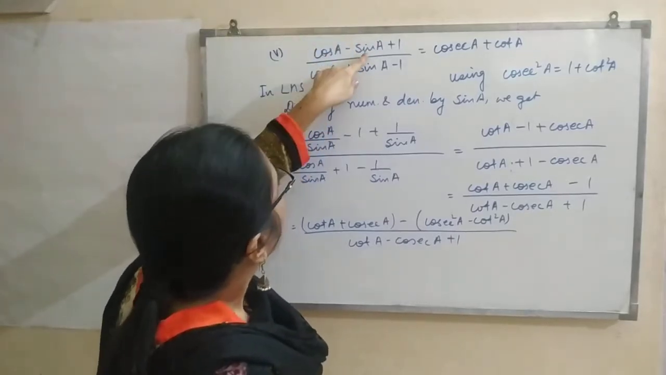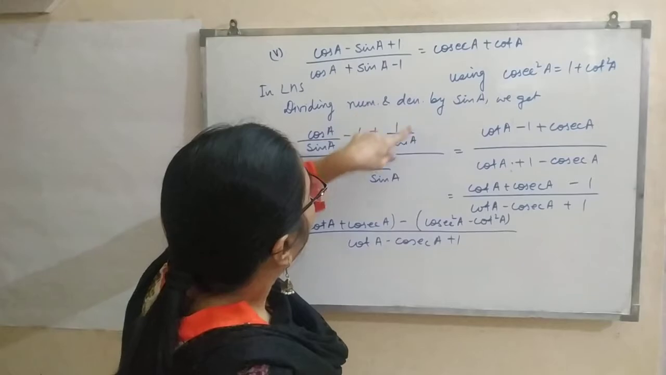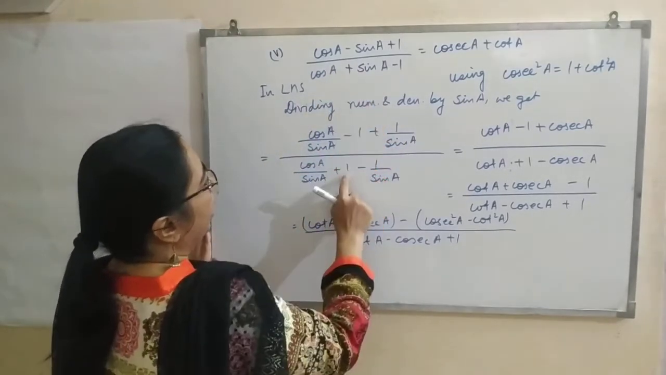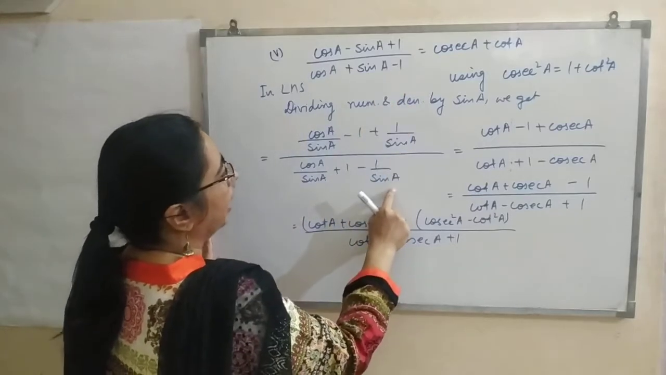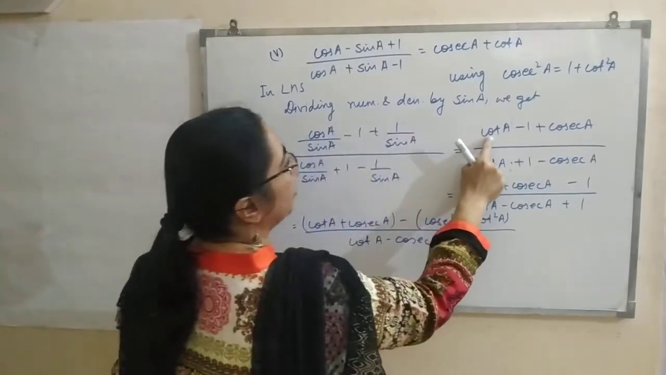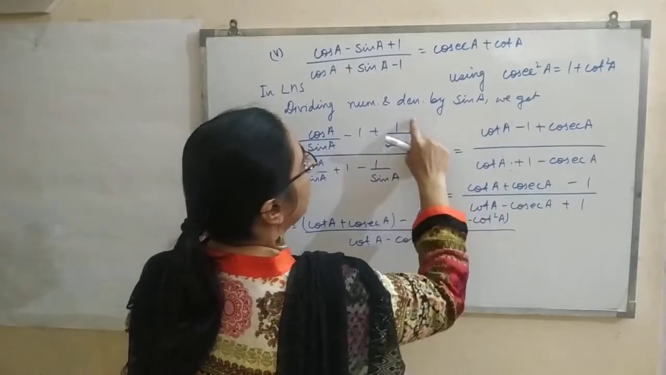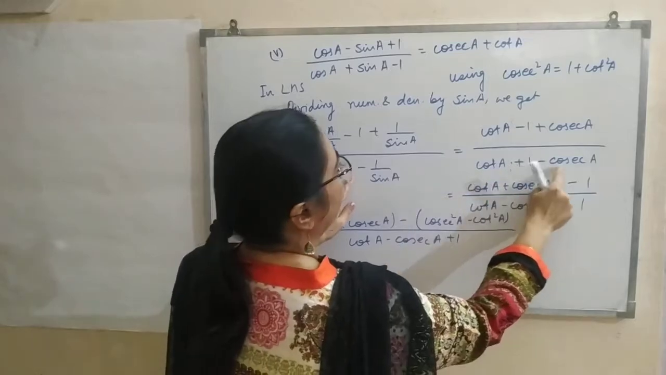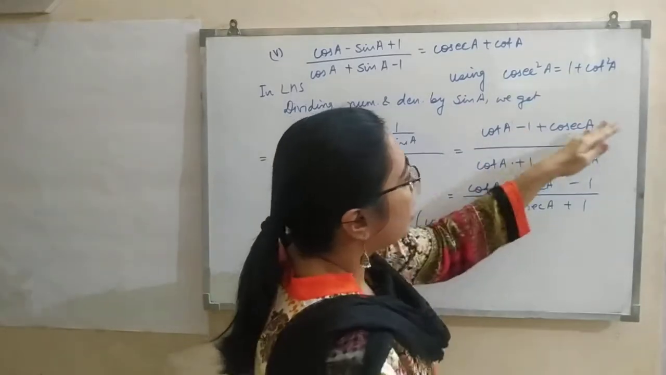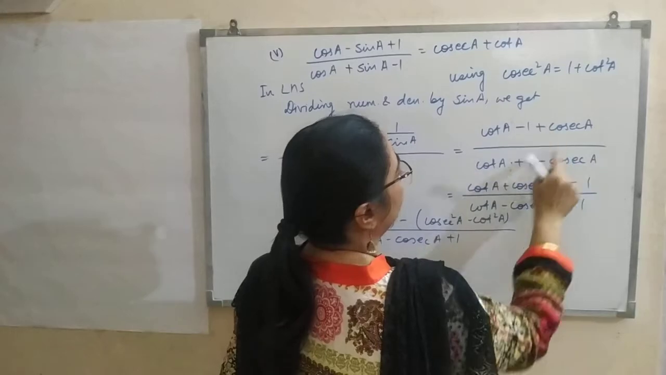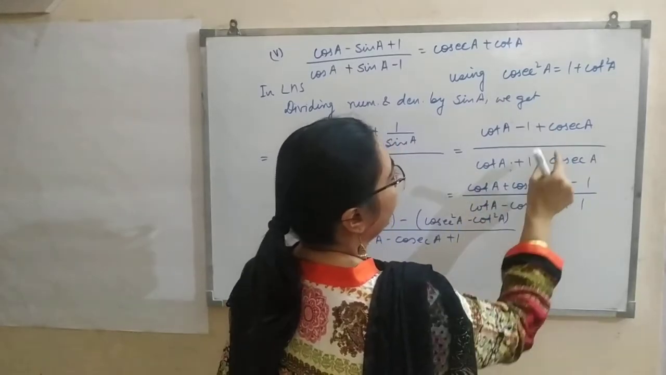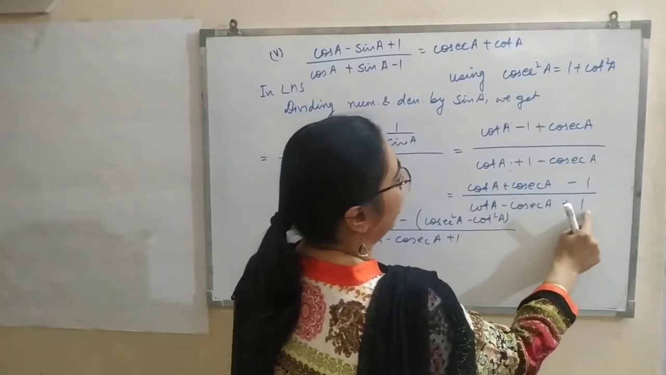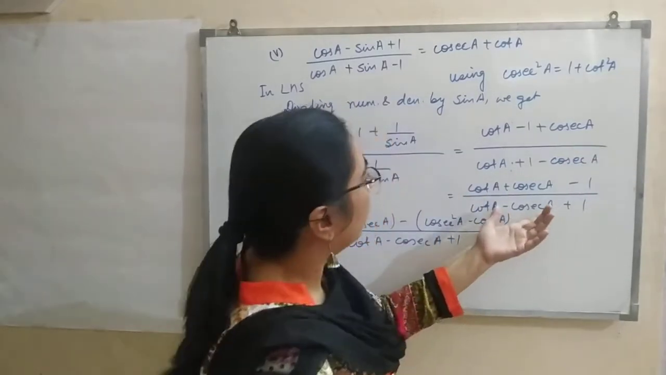Cos a by sin a by sin a gives you 1 and 1 by sin a. And in the denominator, cos a by sin a by sin a gives you 1 and minus 1 by sin a. So cos a by sin a becomes cotangent a, 1 as it is, 1 by sin a is cosecant a, and in the denominator again cotangent a plus 1 minus cosecant a. I have just rearranged these terms. Cotangent a plus cosecant a I have written collectively and minus 1 is separated, and cotangent a minus cosecant a plus 1. Just rearranged the terms for my convenience.